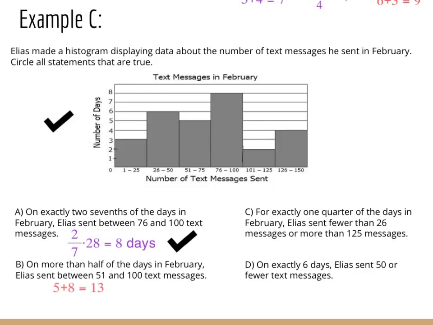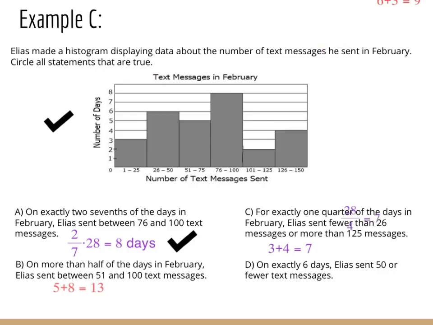Looking at letter C, for exactly 1/4 of the days in February, Elias sent fewer than 26 messages or more than 125 messages. So I have to determine that there are 1 out of the 25, less than 26 text messages would be the column from 1 to 25, and that's 3 days. And then the column that's 126 to 150, because that would be more than 125, there are 4 days. So I'm going to add 3 plus 4, that is 7, and I have to determine if that is 1/4 of the days in February.